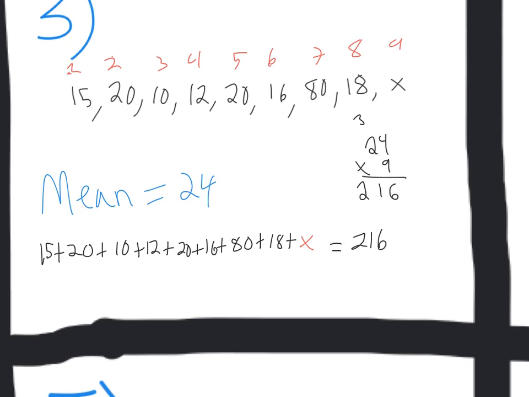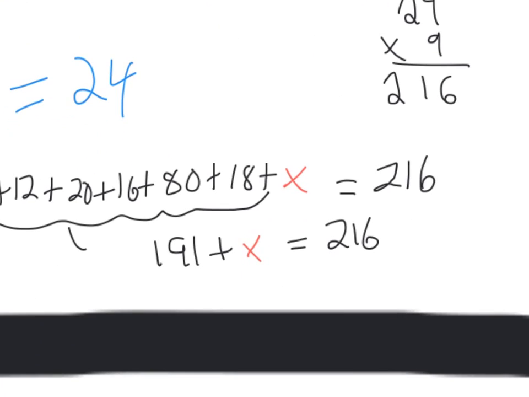We can combine like terms. Basically just means we can add up this left-hand stuff, all of those numbers, add that up. Let me do that really quick. And when you add that up, you get 191. All of this adds up to 191 plus your x is going to be equal to 216.